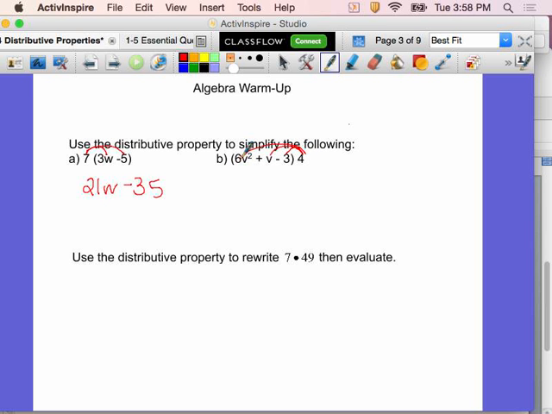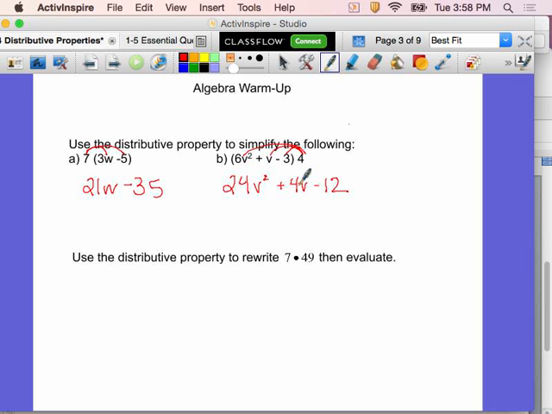So 6v squared times 4 is 24v squared. 4 times v is 4v. And 4 times negative 3 is negative 12. And keep in mind these are not like terms because there are 2 v's here and 1 here.